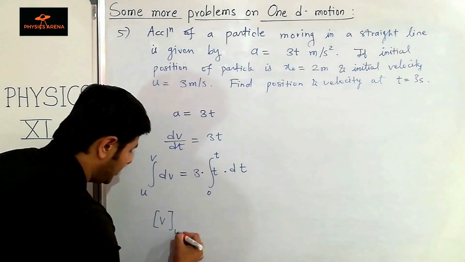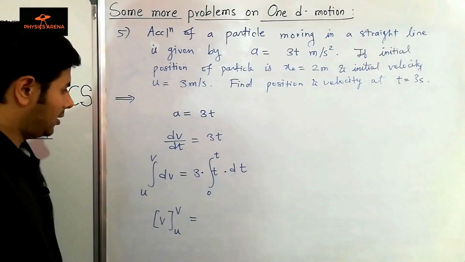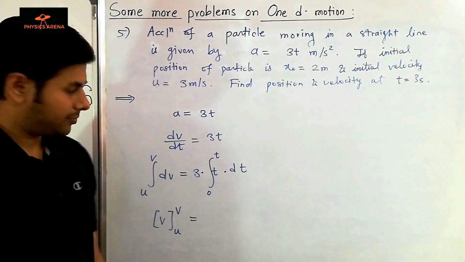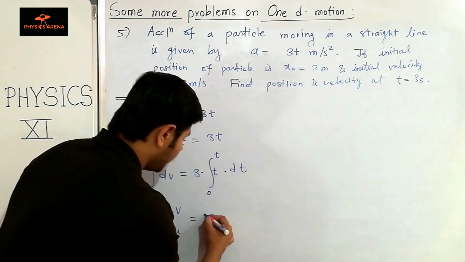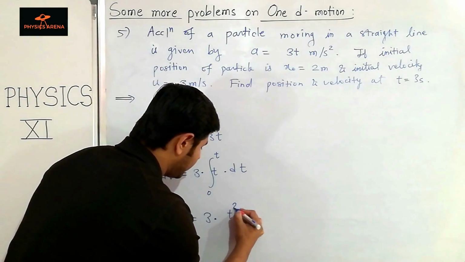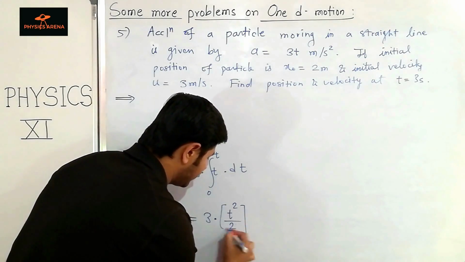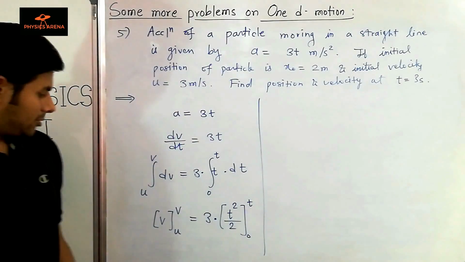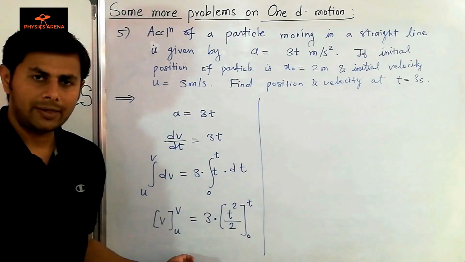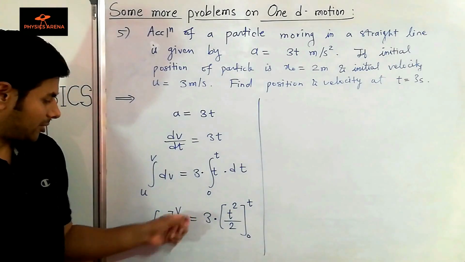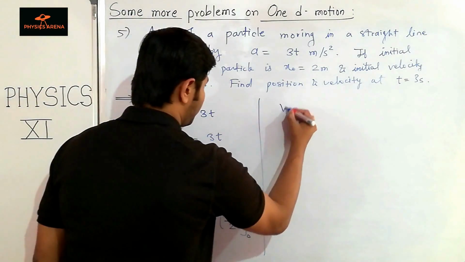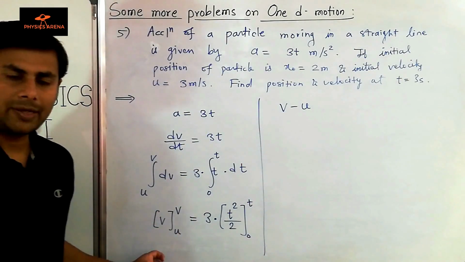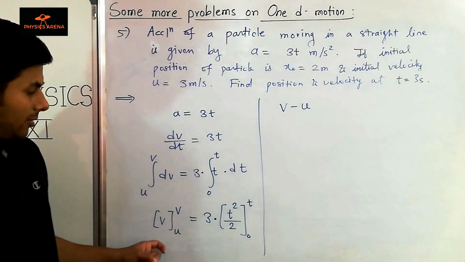Between these limits u and v, the integral of t dt gives me t square by 2. So we know the formula. It is 3 times t square divided by 2, and these are the limits 0 to t. Now let us substitute these upper and lower limits here. So substituting that, I get v minus u on the left hand side. We substitute the upper limit, then minus the lower limit.